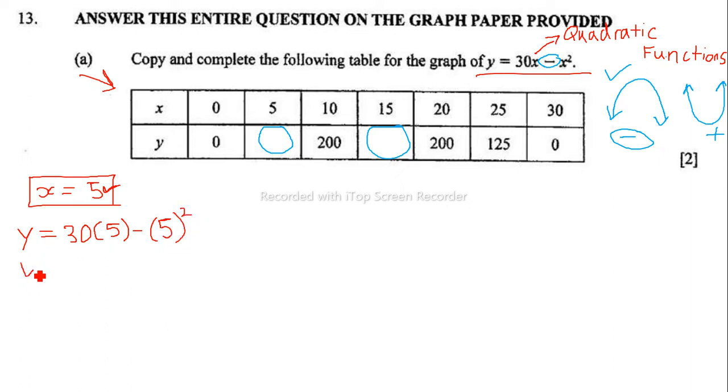And for the people who like doing working by hand, this is for you. 30 times 5 is what? 150. With your eyes closed, indeed. 5 squared is what? 25. Good. And so what is 150 minus 5 squared? 125. All right.